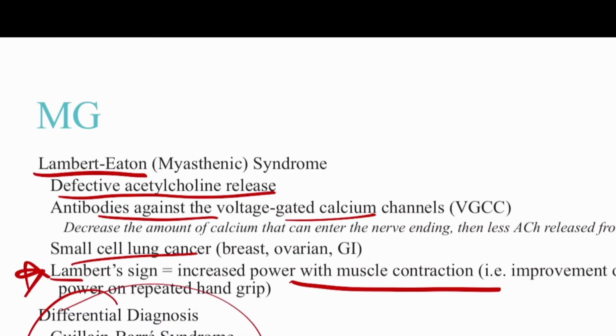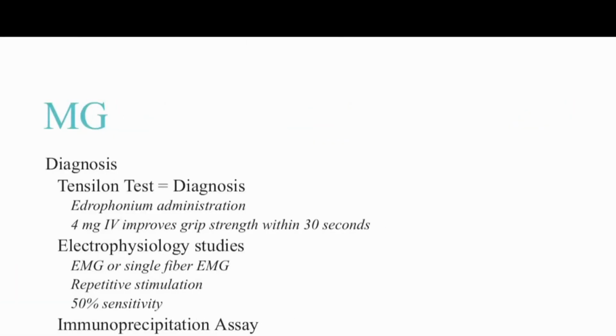Guillain-Barré is there, multiple sclerosis, chronic fatigue, but make sure you have those signs and symptoms to differentiate them. So, diagnosis, it's called a Tensilon test. You give them edrophonium. It's basically an acetylcholinesterase inhibitor, so the acetylcholine sticks around longer. We need that acetylcholine to sit around because we need more of it to have an effect. 4 milligrams IV will improve grip strength within 30 seconds.